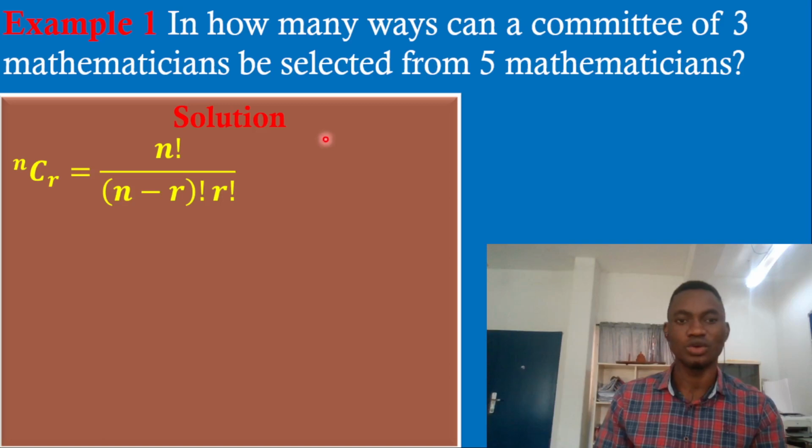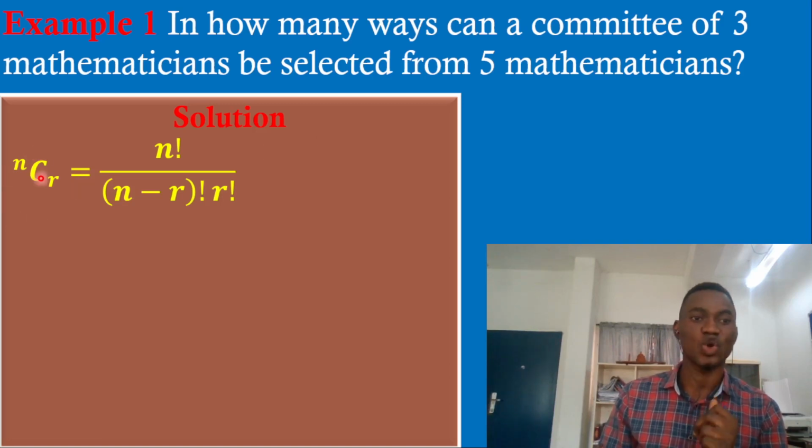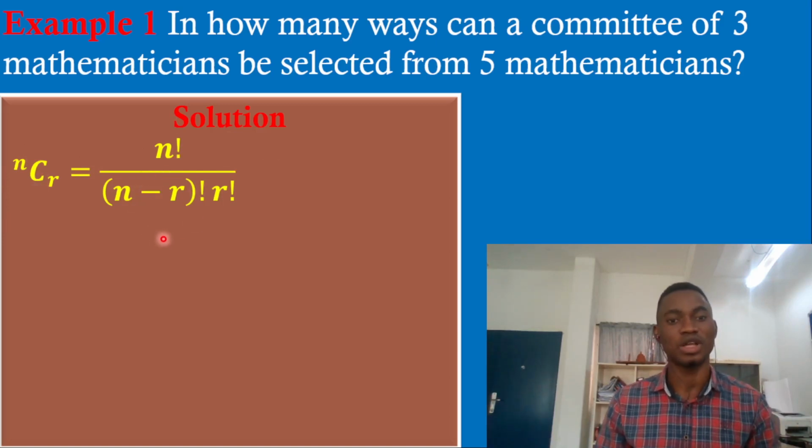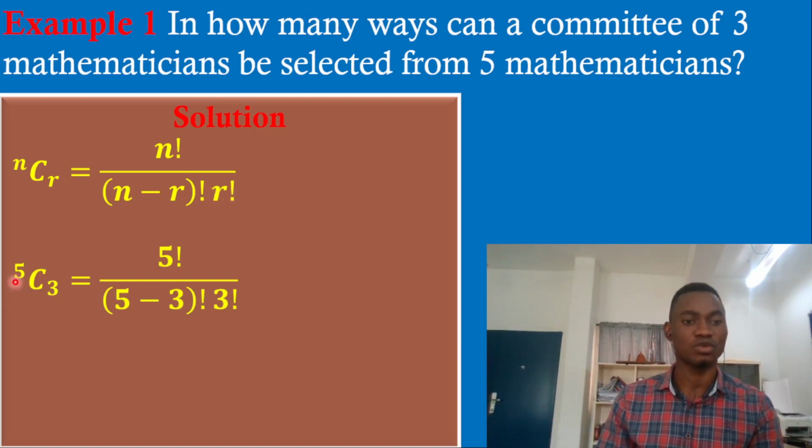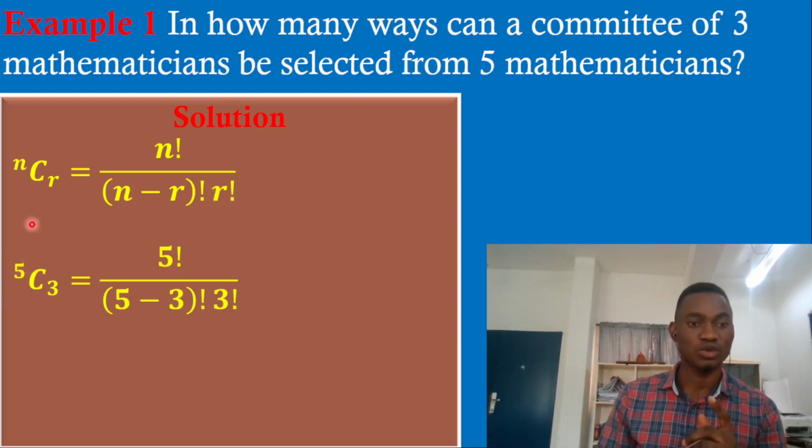As we already know, the formula is what? N combination R is equal to N factorial all over (N minus R) factorial, then times R factorial. Our N is what? 5. Then our R is what? 3. And the formula is given this way.